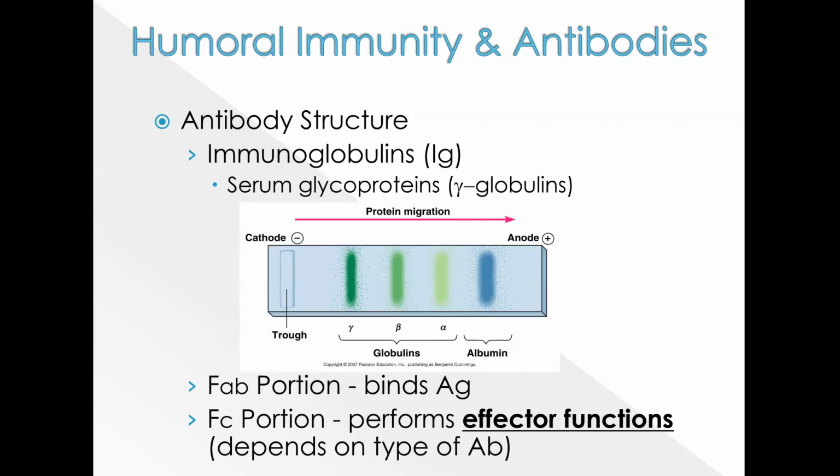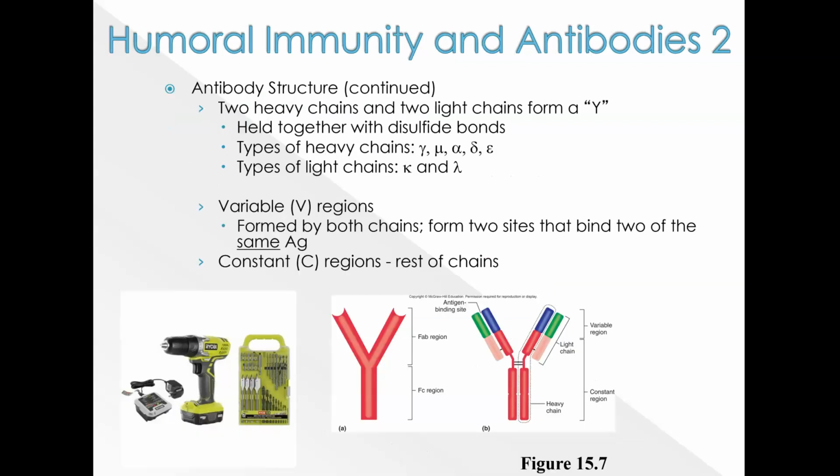So these proteins, and they're proteins, have two portions, or two areas, I should say. The Fab portion, which is responsible for binding to the antigen, and the Fc portion, which basically carries that signal to other cells of the immune system. So let's talk about the structure a little.